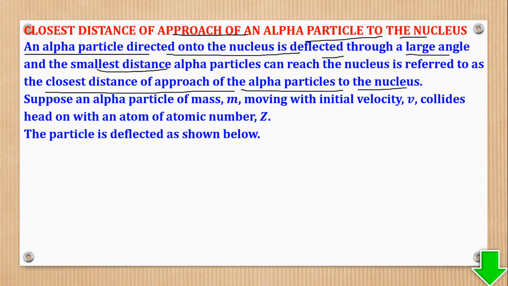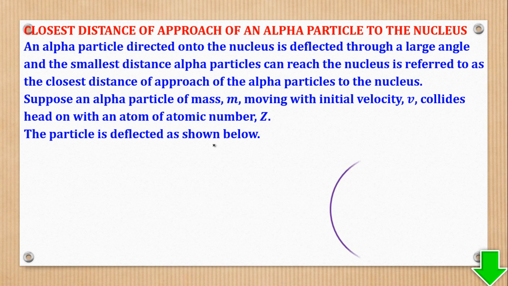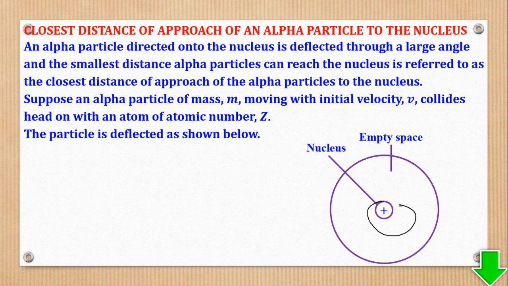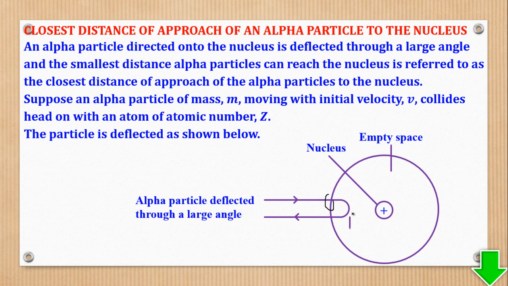So you need to illustrate this. So we shall suppose an alpha particle of mass m moving with an initial velocity v collides head-on with an atom of atomic number Z. The particle is deflected as shown below. So we shall try to illustrate that. So this will be the atom and this is the nucleus. So an alpha particle will come and collide with this atom but cannot reach this nucleus, so it will be repelled along the way to go back in the path it came from.